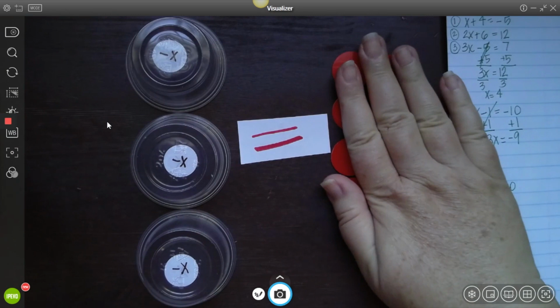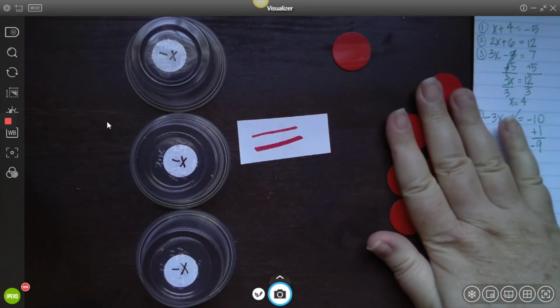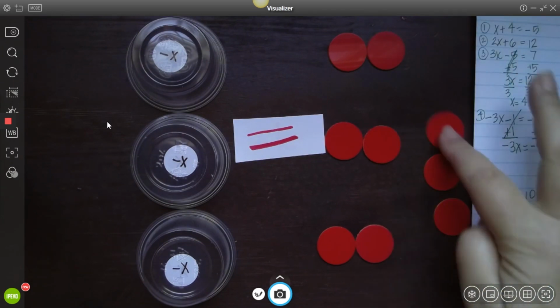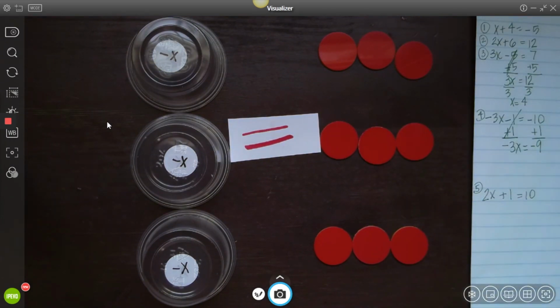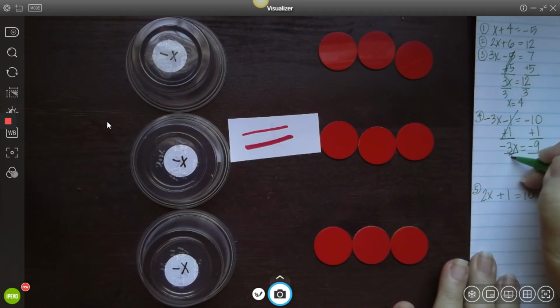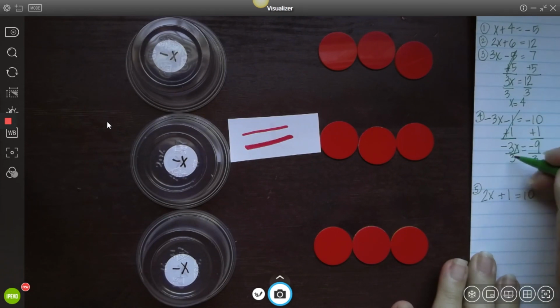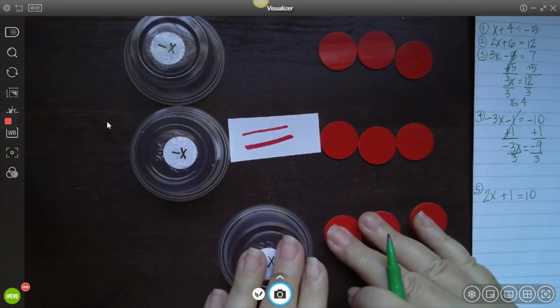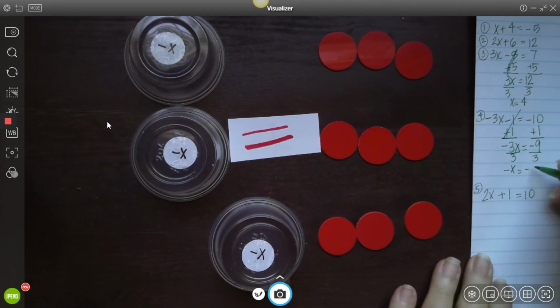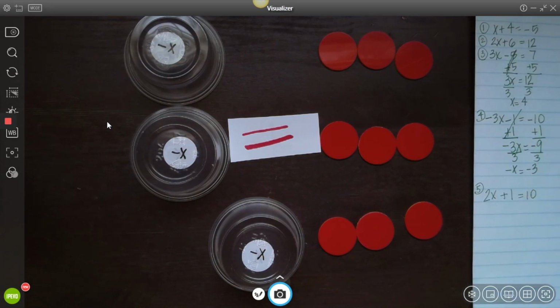So once again, I got to break these apart into 3 equal groups. So here's 1 group, 2 groups, 3 groups, and I just keep on divvying them out until I can see that there are 3 reds in each group. Now what this tells me is that I have divided it into 3 groups, so I'm going to write that down. And what it tells me is that each one of the negative cups, each one of the negative x's is equal to a -3. However, we can't stop there. We want to know what x is.